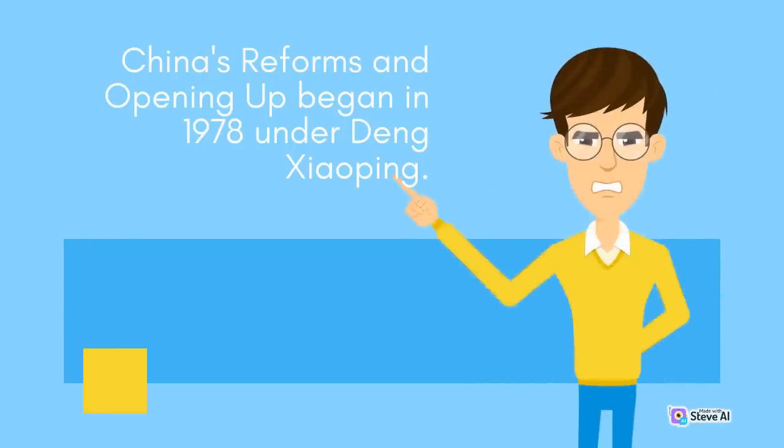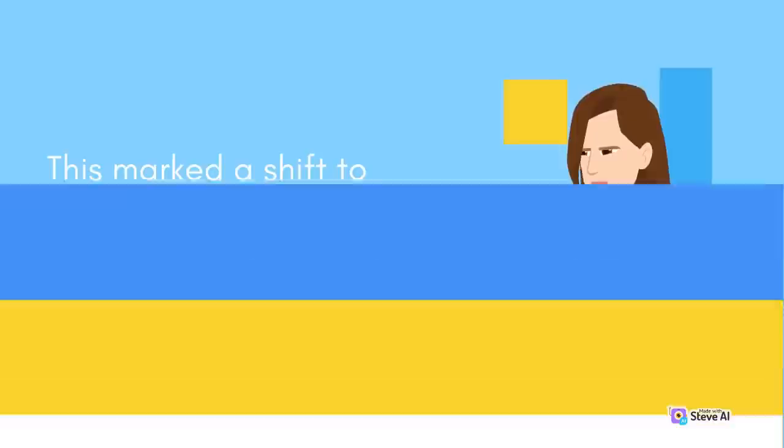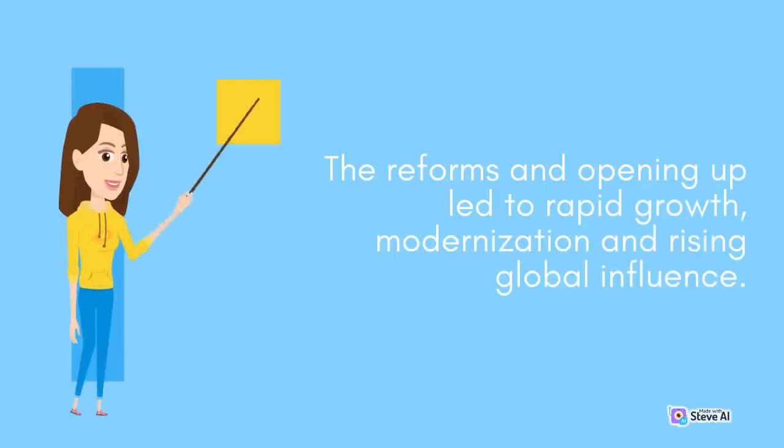China's reforms and opening up began in 1978 under Deng Xiaoping. This marked a shift to capitalism and global engagement after years of isolation. The reforms and opening up led to rapid growth, modernization, and rising global influence.